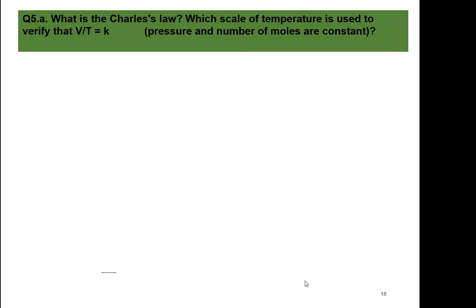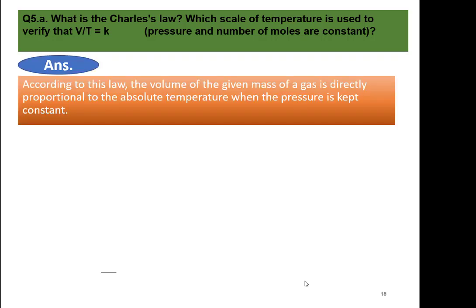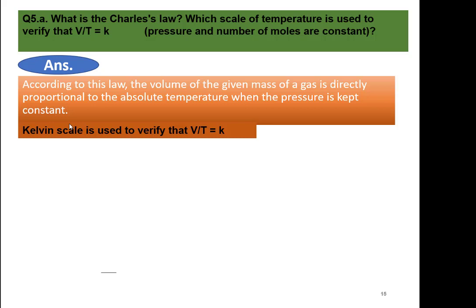That's example number 2. Now there is a question in the exercise, question number 5. What is Charles' law? Which scale of temperature is used to verify that V over T is equal to K? Dear students, now you have a better understanding of Charles' law. According to this law, the volume of a given mass of a gas is directly proportional to the absolute temperature when the pressure is kept constant. And the Kelvin scale is used to verify that V over T is equal to K.